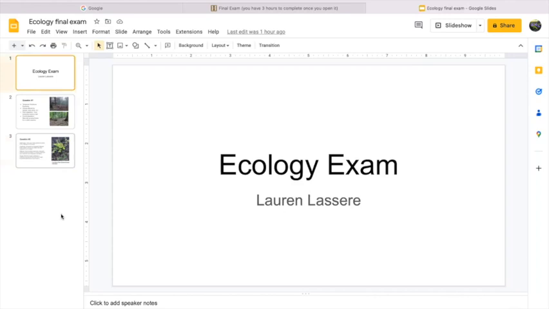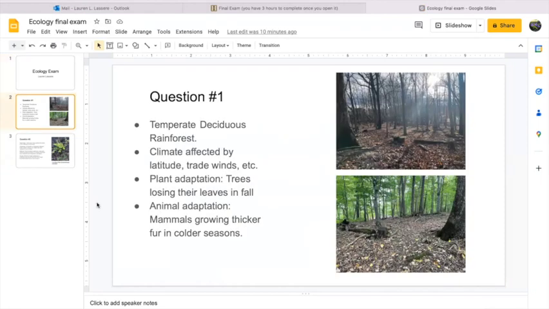This is the presentation I made for my ecology exam. We live in a temperate deciduous rainforest. Temperate deciduous rainforests are located between the polar regions and the tropical regions. They have 4 seasons. Summer is usually the warmer season and also has higher humidity, and winter is the colder season and is often more dry.